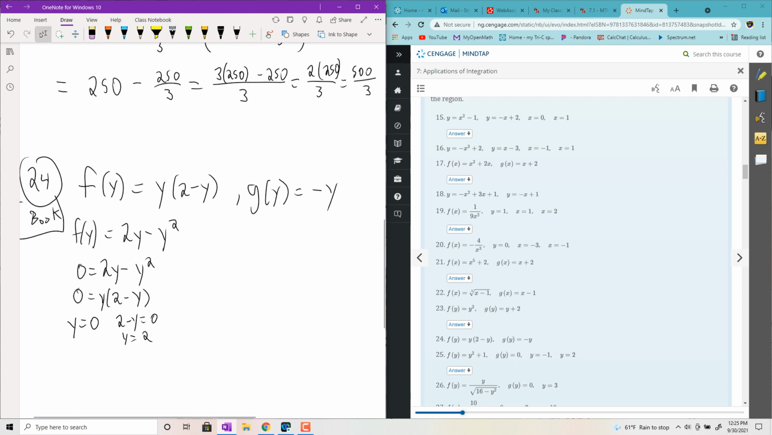The leading coefficient is negative, so it's a sad face scenario with the parabola. So you have 0, 1, 2. So it's going to be something like this. I'm not sure where the vertex is. You probably don't even need to find the vertex.